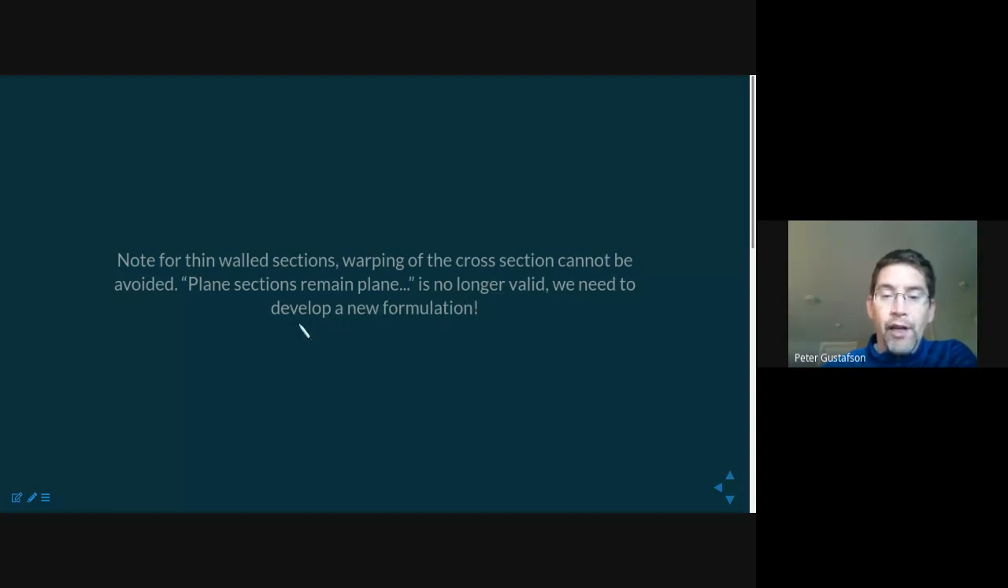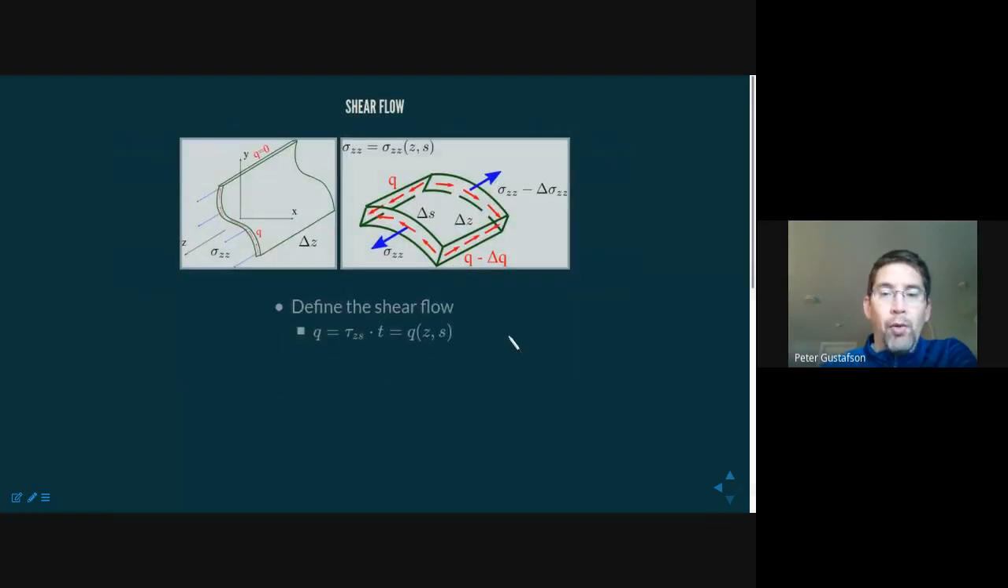Because of that, we need to develop a new formulation. It's not as easy as describing the displacement as being linearly related to the position in the beam. Not quite that simple. So here's what we're going to do. We're going to define a new quantity. We're going to call that quantity the shear flow.